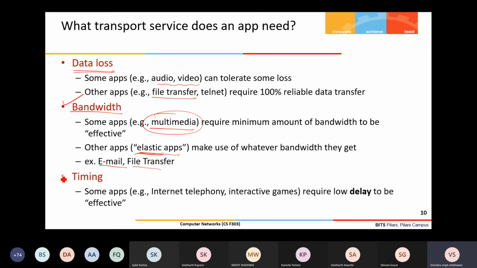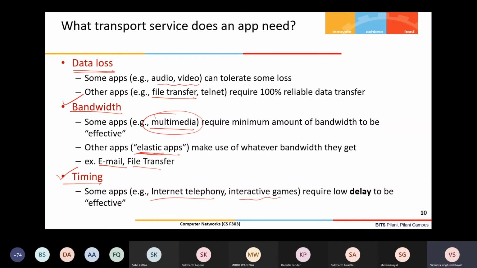Then the third parameter is timing, which is related to delay. A message is sent by the application sender and received by the receiver. Is there any timing requirement, such as that this message should reach within 50 milliseconds? If this kind of requirement exists, we say it is a delay sensitive application. Internet telephony or interactive games are time sensitive applications, meaning they have very low time tolerance.